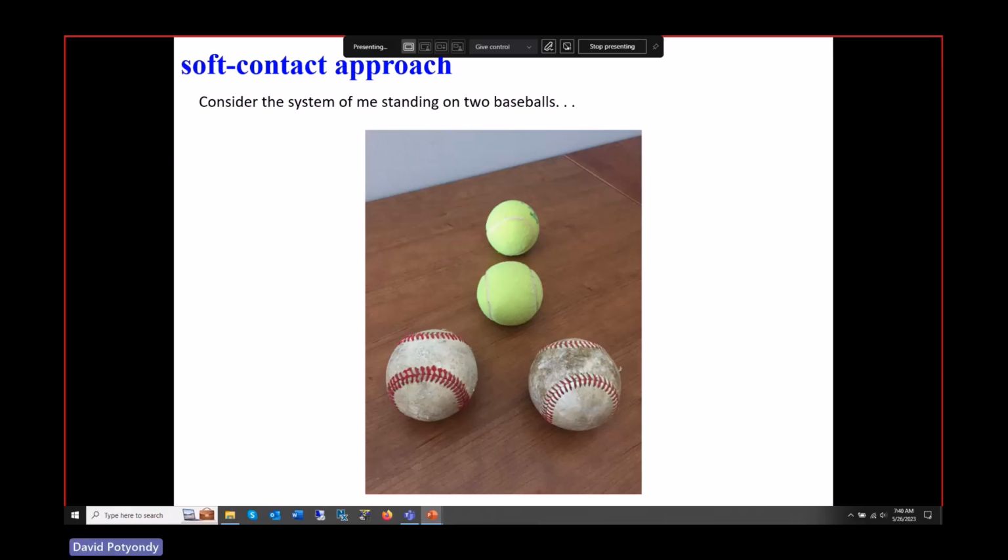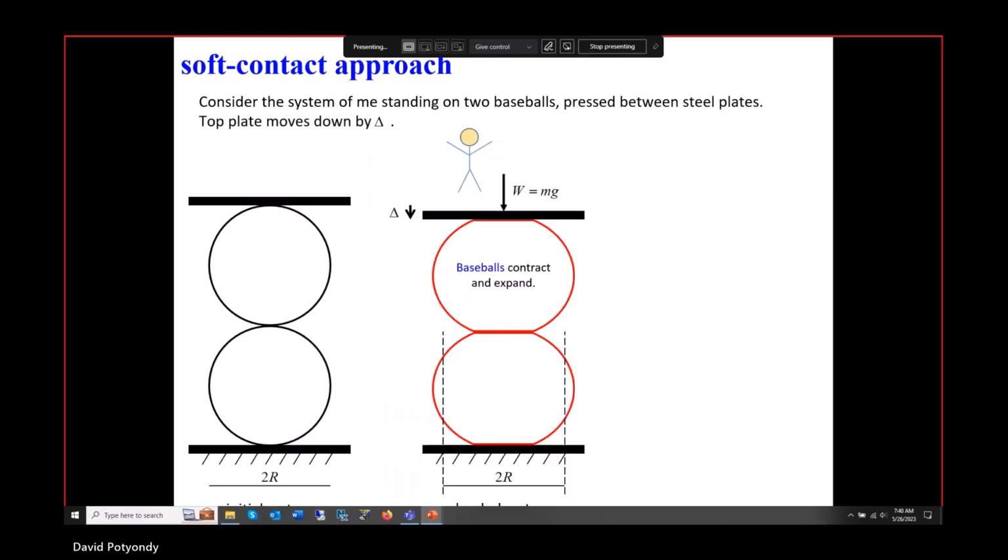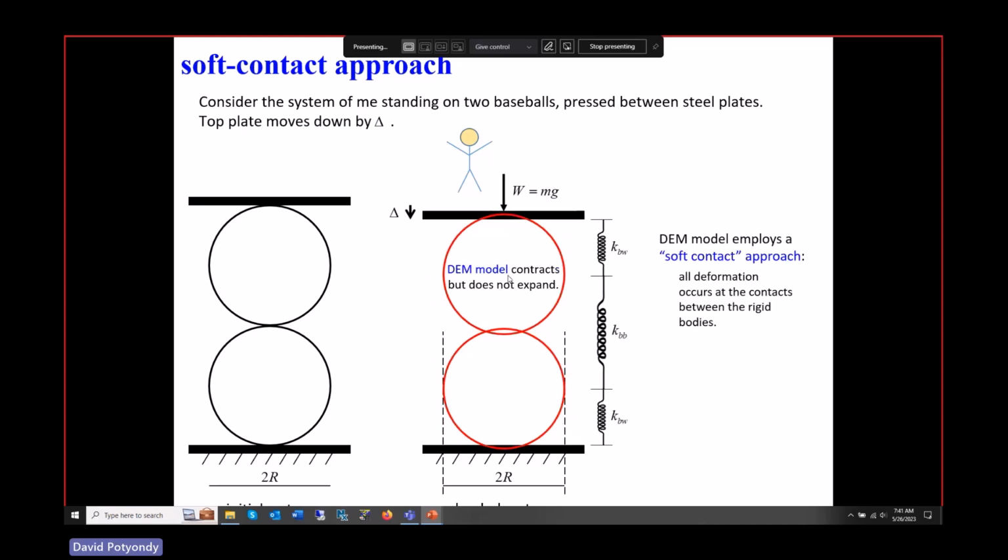Here's the system. Again, we've talked about already this idea of a soft contact approach. That's the baseballs. If I really squeeze them, they form this new shape, but we're not allowing deformation inside of the particles. So our system is going to have overlaps, and our overlaps are going to have springs.